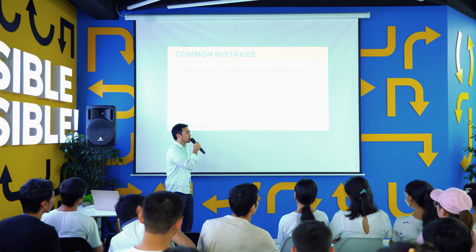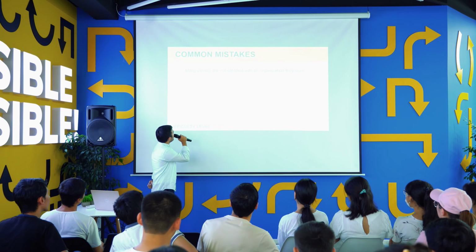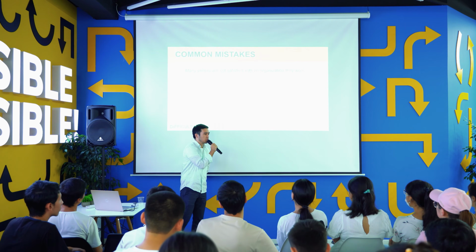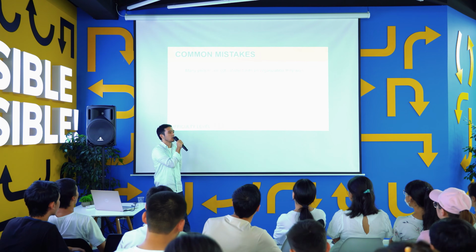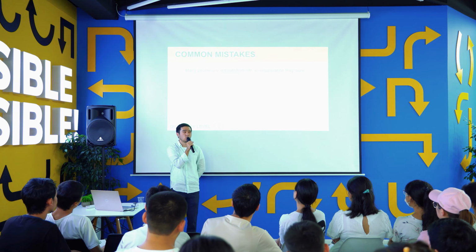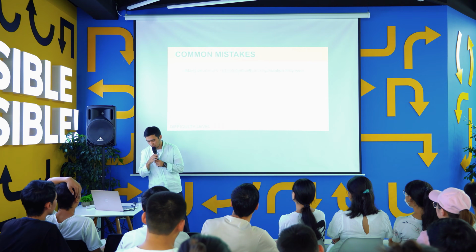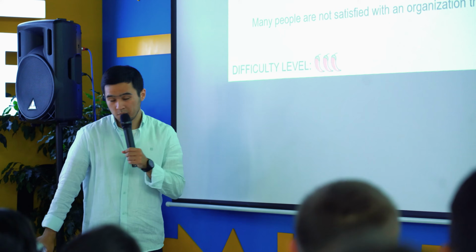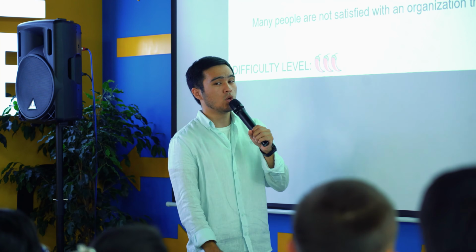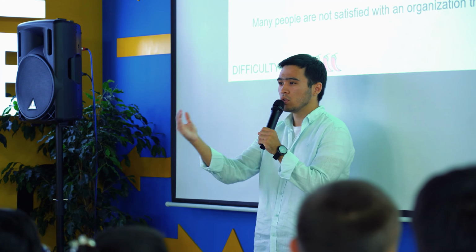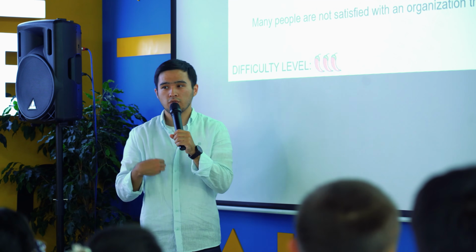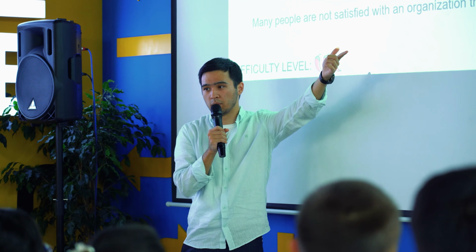What is it? No, you can say many people. That's not wrong. That's just substitution. Where? 4, I would say. Prepositions. Many people are not satisfied with an organization they work for. Because you don't work organization, you work for an organization, right? You work for an organization. That's why you need to put that preposition.